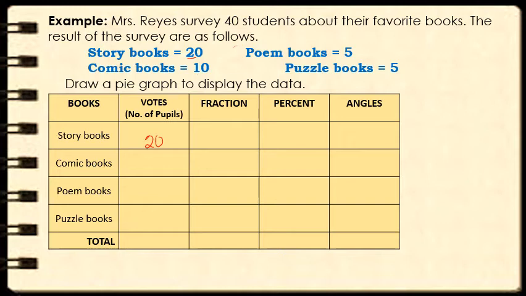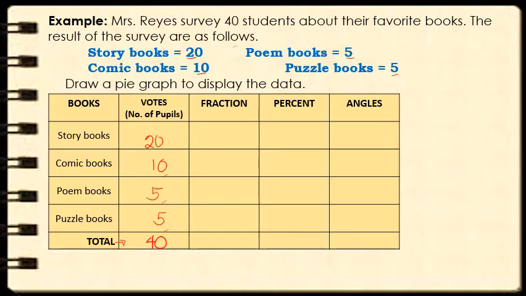While there are 10 learners or pupils who chose comic books. 5 learners chose poem books, and 5 learners also chose puzzle books. Ngayon, after mo isulat yung number of pupils who voted for each type of books, importante na isulat mo dito yung total. Kasi gagamitin natin yan mamaya in solving for the percent and for the angles. So, i-add natin itong number of pupils na ito. So, 20 plus 10 is equal to 30. 30 plus 5 is 35. 35 plus 5 is 40. So, ang total pupils who voted ay 40.